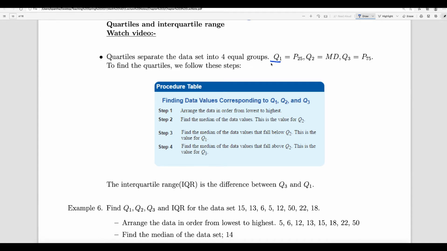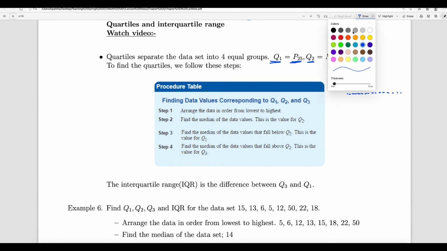Q1 we call the first quartile, which is the same as the 25th percentile. Q2 is also called the median, which is the same as the 50th percentile, and Q3 is the third quartile, which is the same as the 75th percentile. If there are many data points in increasing order, the quartiles divide them into four equal parts. So that is what we want to find out.